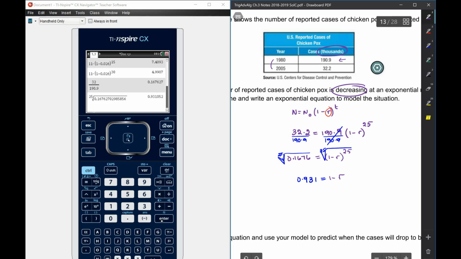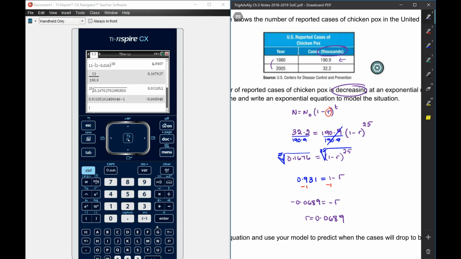Now what am I going to do? Minus 1. So negative r is equal to, so here again, I just do minus 1. I'm not retyping anything. Negative 0.0689. So what's r? Wait, you got a little bit different.